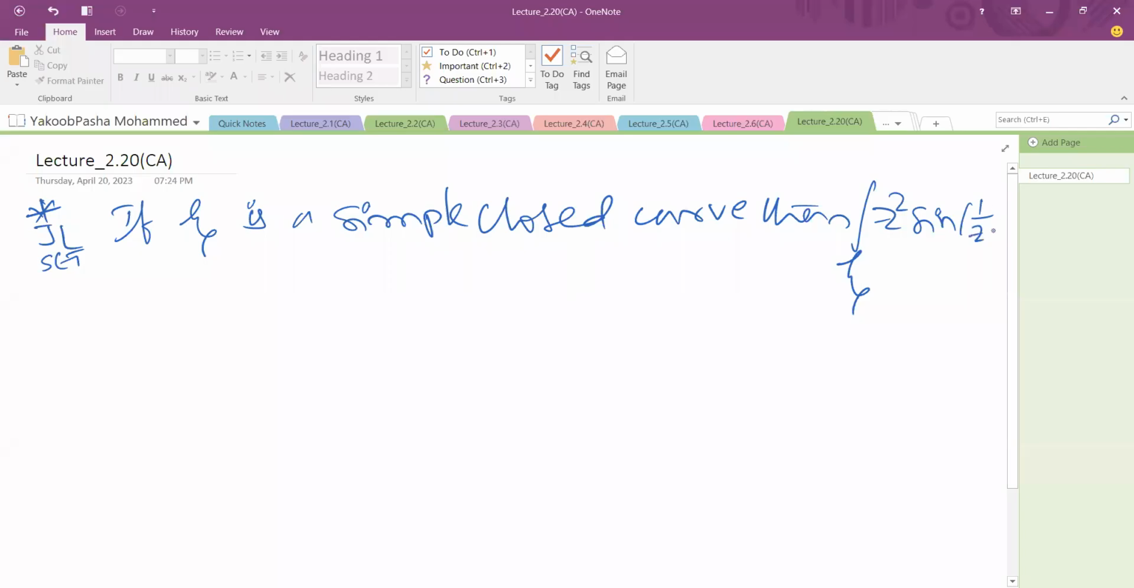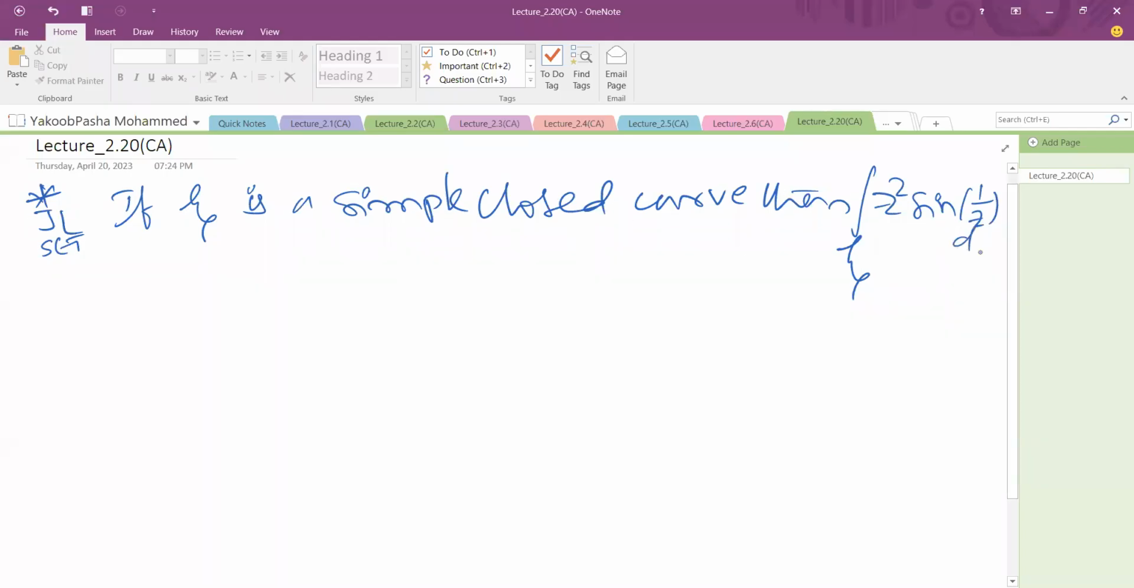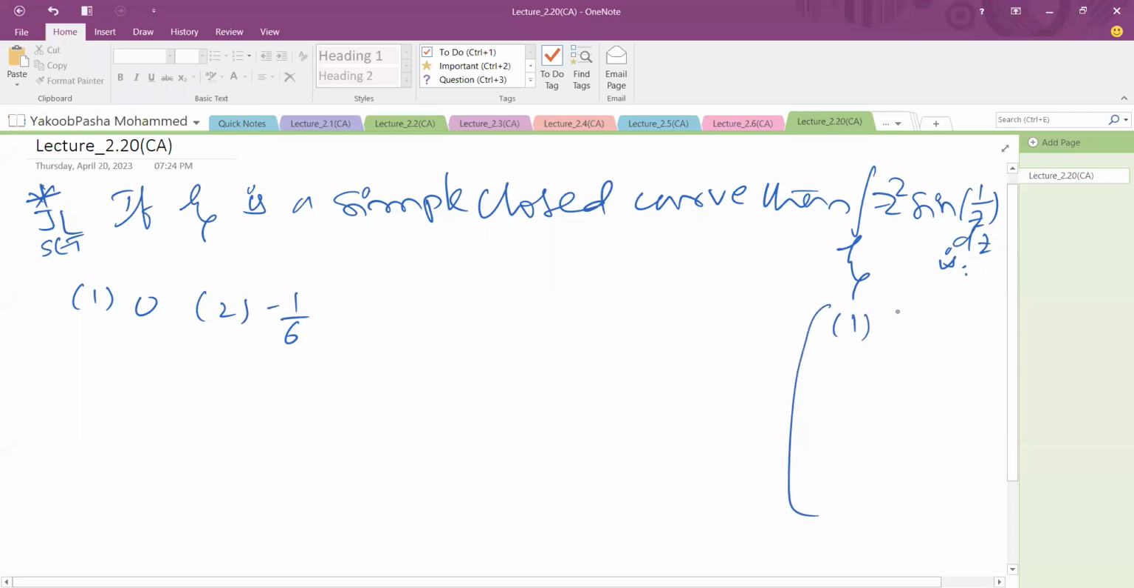The integral of z squared sine 1 by z dz is. We have options here. First option 0. Second option minus 1 by 6. Third option minus pi i by 3. And the fourth option is pi i. These are the four options we have.